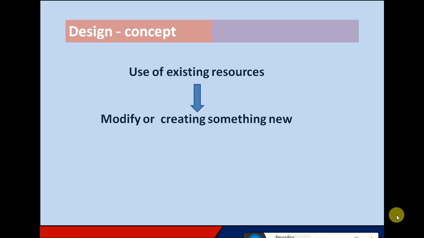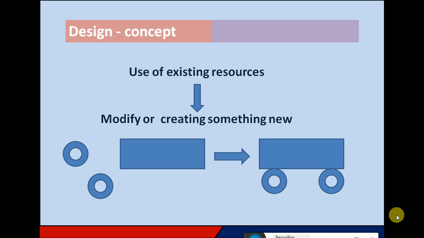What is meant by design? In actual practice, nothing is new. We are using existing resources to modify or create something new. That is called a design. You can see here one box and two wheels. By applying those wheels, we can move this box easily. Means already existing components are there. We should properly combine or synchronize those components.